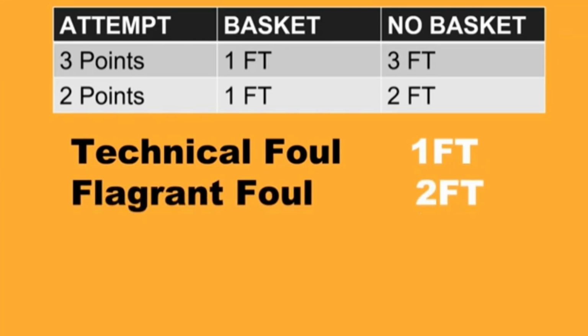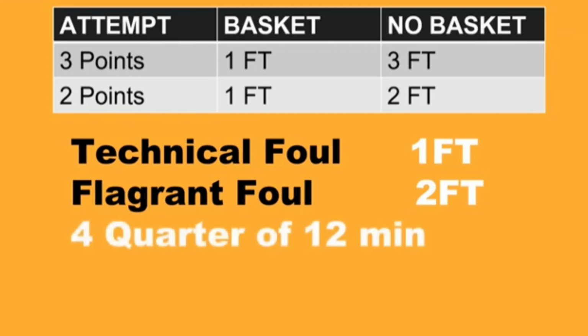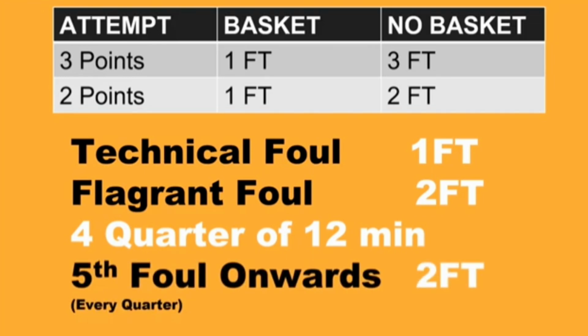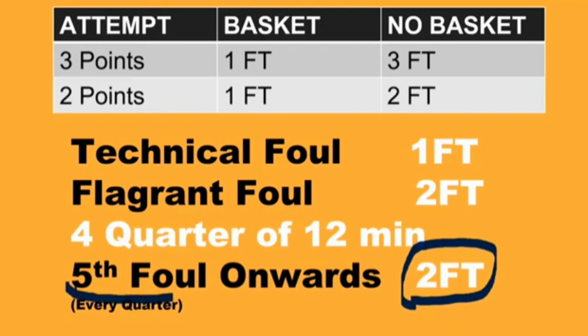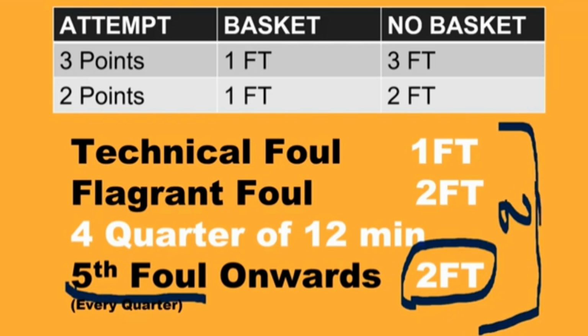Basketball is played over 4 quarters, each lasting 12 minutes. After the 5th foul in a quarter, if anyone else commits a foul, they get 2 free throws, and these 5 fouls are for the whole team. These are NBA rules. The league you're playing in may have slightly different rules. Maybe your quarters are 10 minutes each. Perhaps after the 7th foul, you get a free throw. You'll need to check your league's rules.